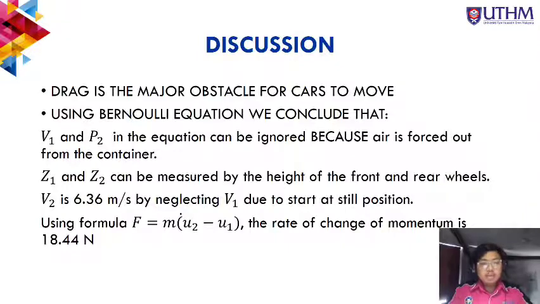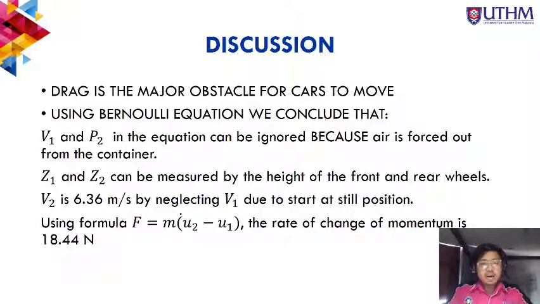So from the Bernoulli equation, we discovered that the values of V1 and V2 in the equation can be ignored. This is because the air is forced out from the container instead of flowing from one end to another. The second point is that Z1 and Z2 of the equation can be obtained from measuring the height, or you can say the angle, of the bottle that we are using for our car.